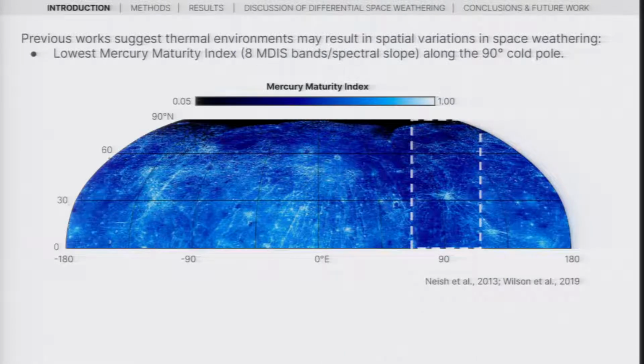And then later with MESSENGER data, Nish et al. created this Mercury Maturity Index, which is a parameter to describe the optical maturity of the surface. And Wilson et al. noticed that there were some longitudinal variations in the maturity index on the surface, specifically that the longitude around 90 degrees, one of Mercury's cold poles, seems to have a relatively lower maturity index, so more immature compared to other longitudes.